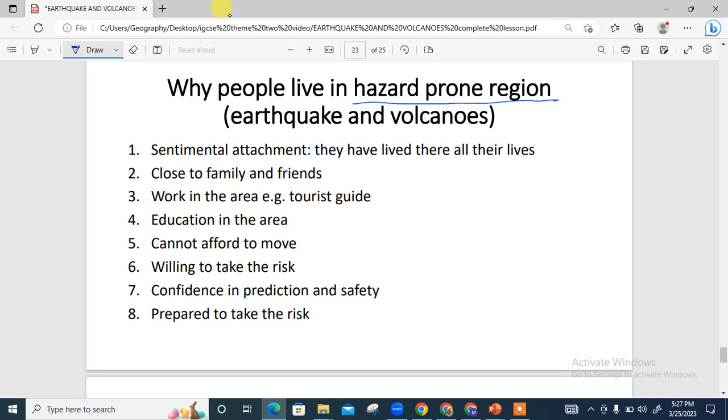So people still live in regions with earthquakes and volcanoes. Why will people live in regions that have constant earthquakes and volcanoes and they don't leave? There are reasons for it. One of the reasons is sentimental attachment. They have lived there all their lives, so they don't have anywhere to go, they don't want to go anywhere.